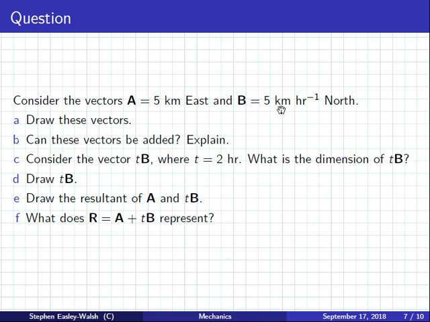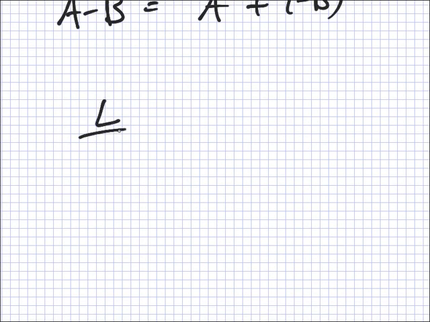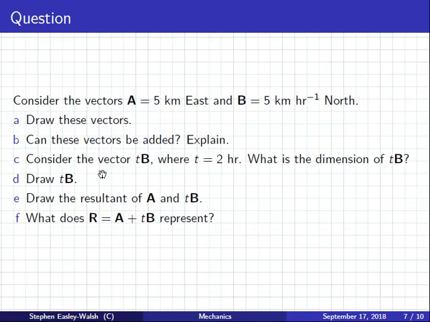So what's kilometer measuring? What's length? And what's hour measure? Time. So this is length per time. Yeah. Okay. So b is length per time. What's t measuring? Time. So if you have length per time multiplied by time, you've just got length. So tb has the dimension of length.